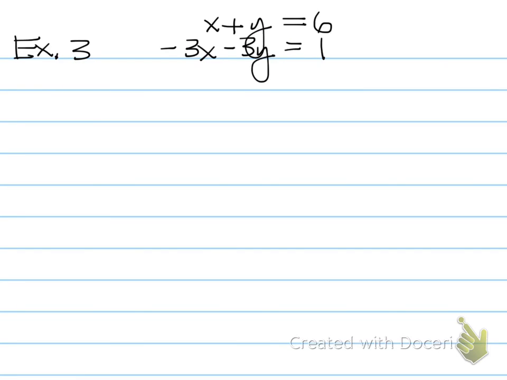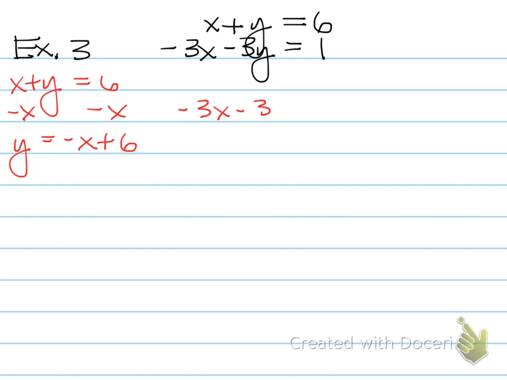Next example, it would be easiest to set the first equation equal to either x or y. So I'm going to set it equal to y by subtracting x from both sides. That gives me y equals negative x plus 6, and now I'm going to plug in negative x plus 6 for y in the second equation.